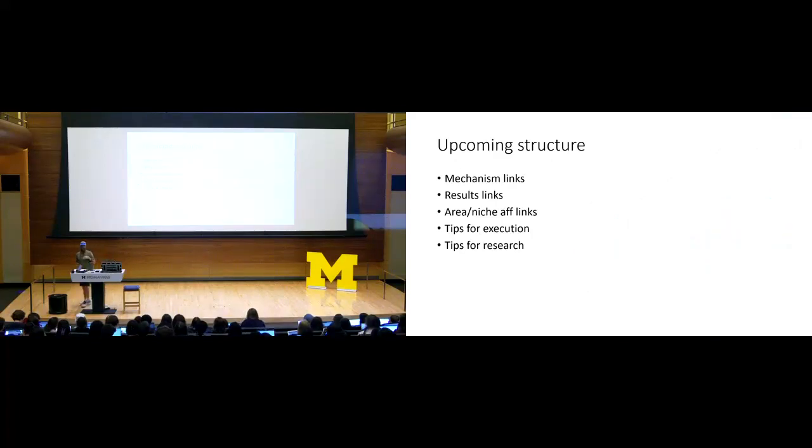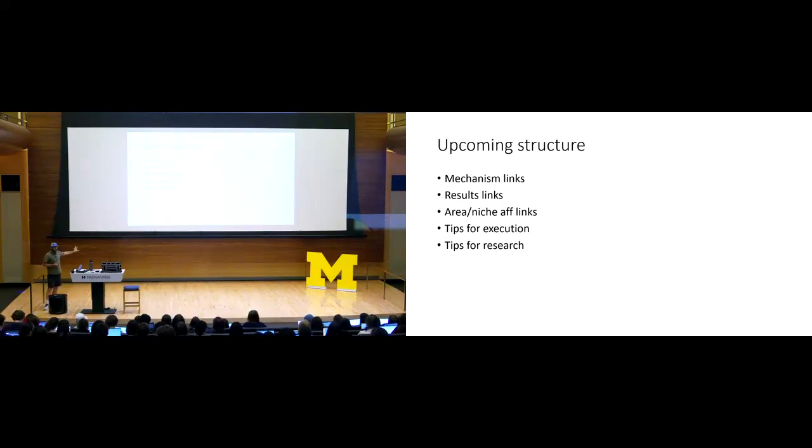Okay, so here's the structure. We're going to talk about mechanism links. This will largely be about taxes, deficit spending, and transfers. We're going to talk about results-based links. So if the affirmative says that they solve unions, we'll talk about why that might be arguably bad for the economy or bad for parts of the economy. If the affirmative says that they solve inequality, we'll read a card that says it's actually good to have inequality for the economy.